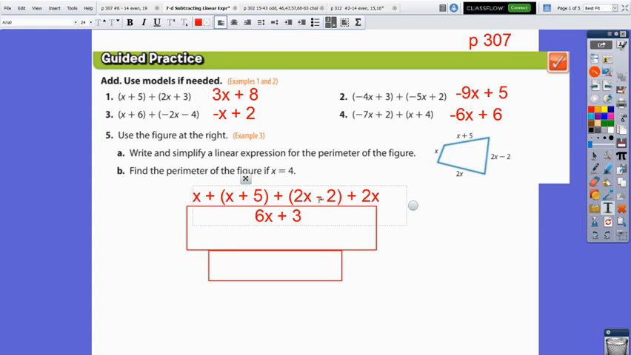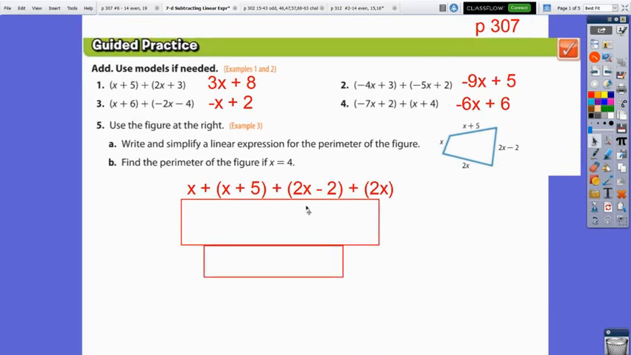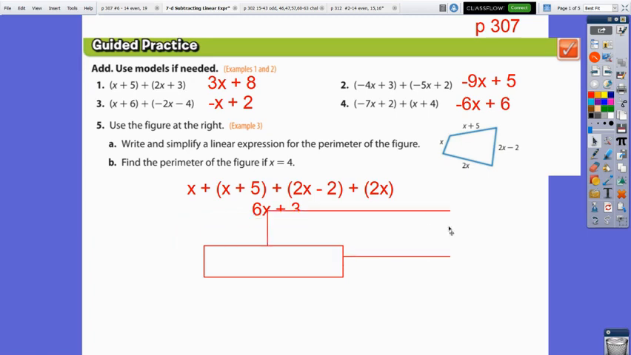And then finally 2x. Okay, none of these parentheses are required to give you the correct answer. They just group the different sides of the shape together. They don't affect combining like terms at all. Combine all the x's together. x plus 2x plus 2x is 1, 2, 3, 4, 5, 6 x's plus 5 minus 2 is 3. So this is the simplified expression.